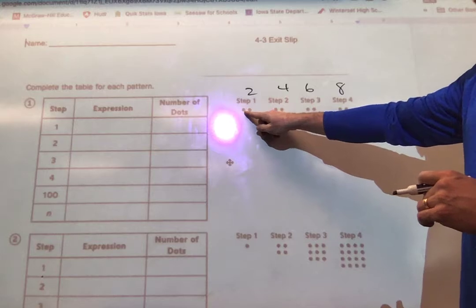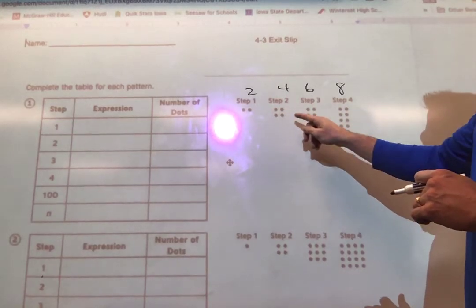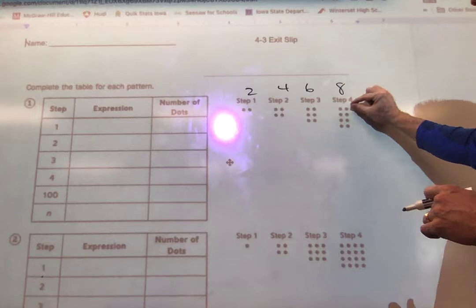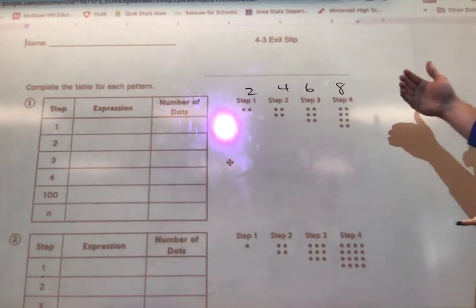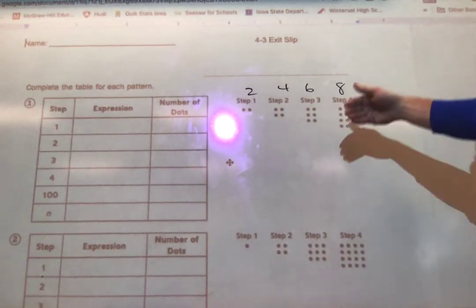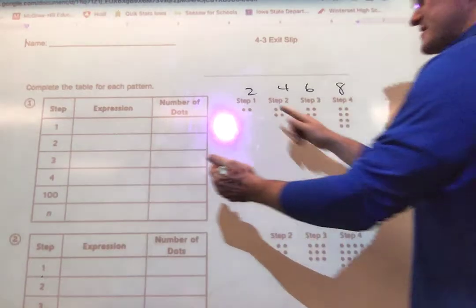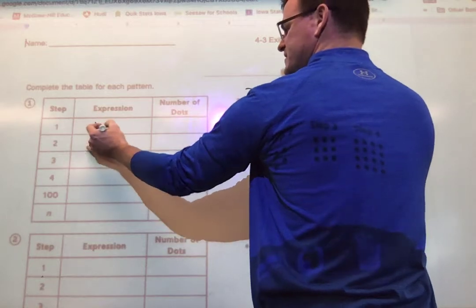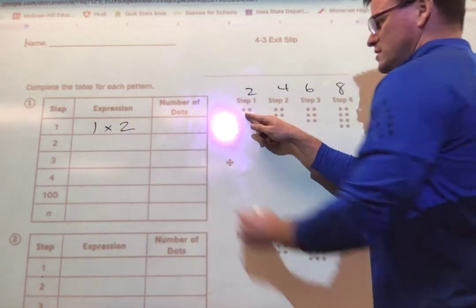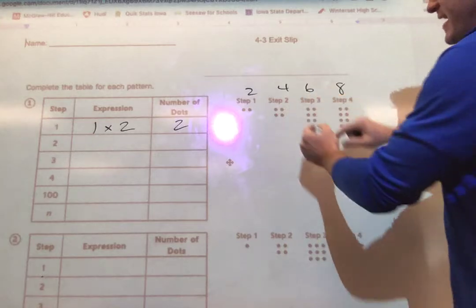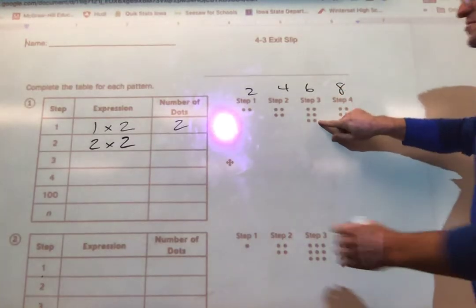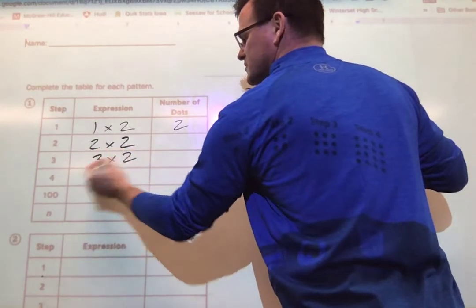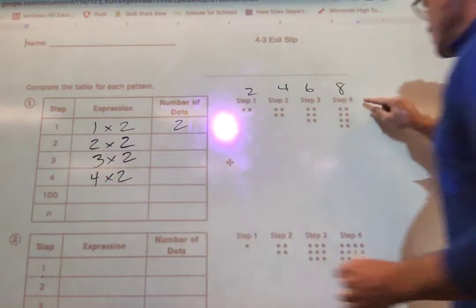Like here I have 1 group of 2. Here I have 2 groups of 2. Here I have 3 groups of 2. Here I have 4 groups of 2. So that's the pattern that I'm seeing, that multiplicative pattern, that you're just a group of 2 more every time. So if you're looking at it multiplying on step 1, you just have 1 group of 2 for 2 dots. This one I have 2 groups of 2. This one now I have 1, 2, 3 groups of 2. So on the 4 I'd have 4 groups of 2, which I do.